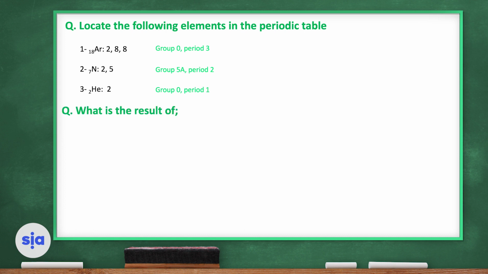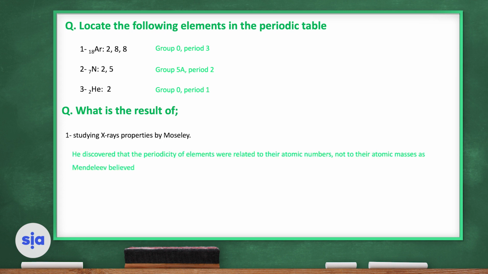What is the result of studying X-ray properties by Moseley? What happened after Moseley studying X-ray properties? Simply he discovered that the periodicity of elements were related to their atomic numbers, not to their atomic masses, as Mendeleev believed.